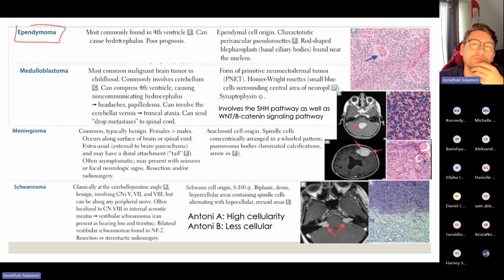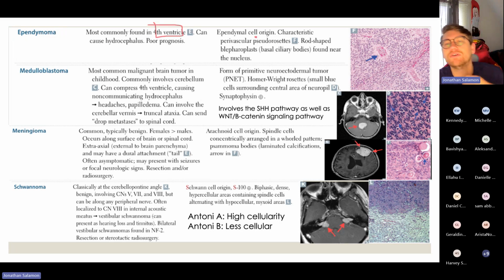Ependymomas. This usually comes up in the case of obstructive hydrocephalus. So if you see a kid who has an obstructive hydrocephalus and they talk about a tumor, they could either ask you where it is, you know it's in the fourth ventricle. They could ask you what type of cells it originates from, so you know it's the ependymal cells.